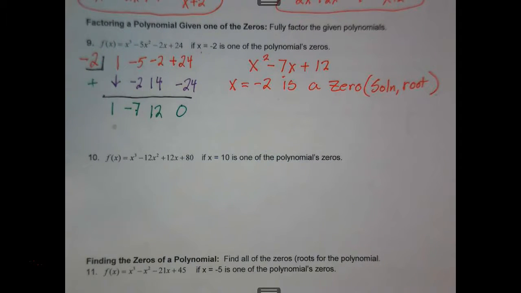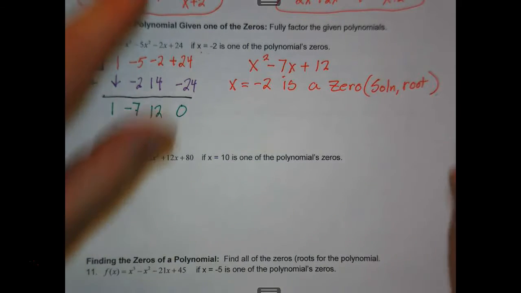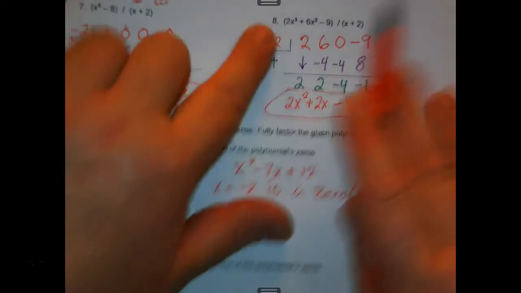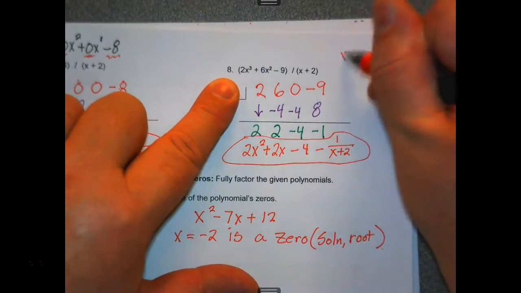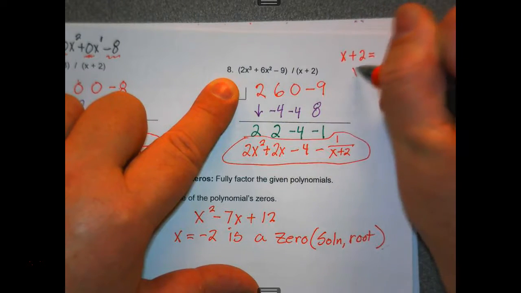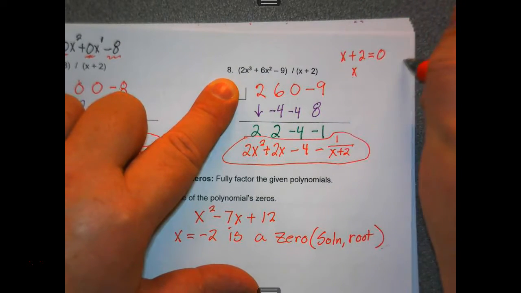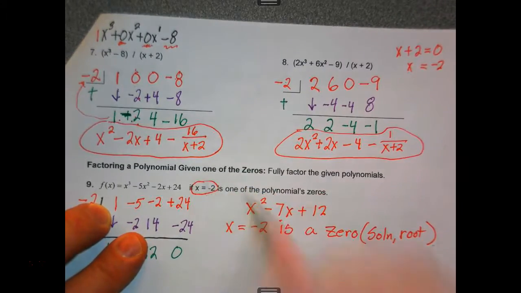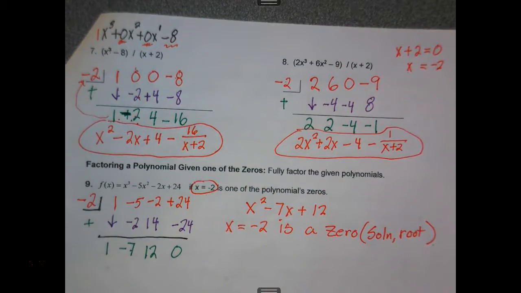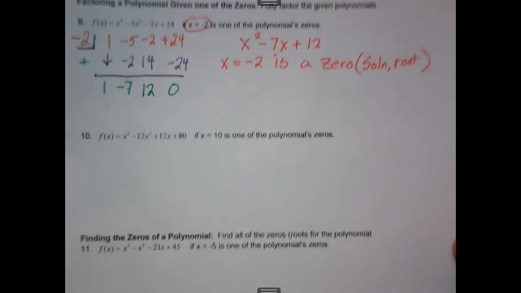Yes, ma'am. Okay. When we're doing it up here, do you see how we have to solve for x? Okay, that's how we subtract 2 from both sides. We already have x solved for here, so we don't have to do that. Number 10.